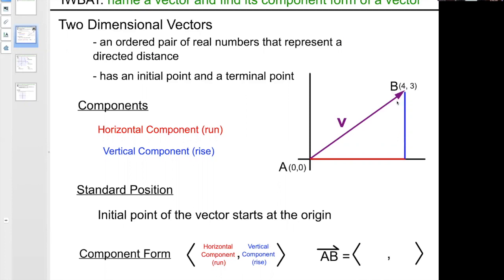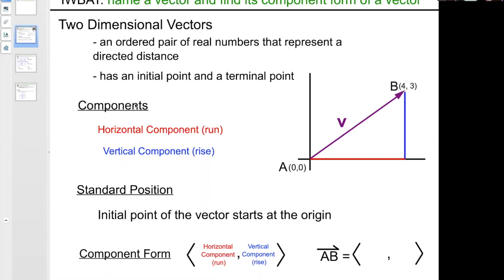However, a ray doesn't have a length. It goes on forever in the direction of its arrow, where a vector stops at a specific spot. So it has the arrow to show you where it's starting and where it's ending, but it doesn't go on forever. That length, what you're going to find out later, is called magnitude. So it has both magnitude and direction. It's got an initial point, in this case A, and a terminal point, in this case B.